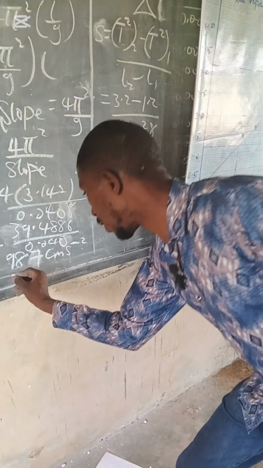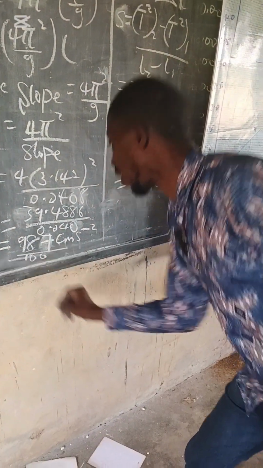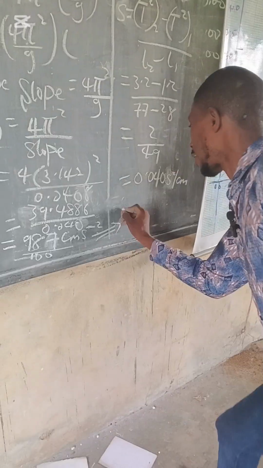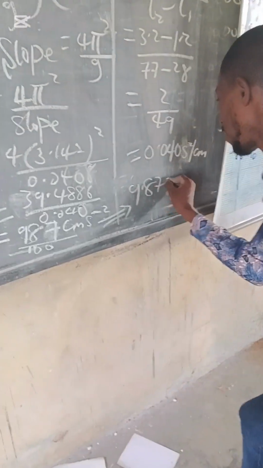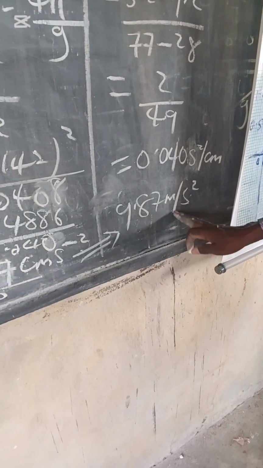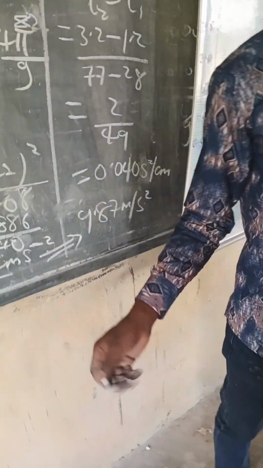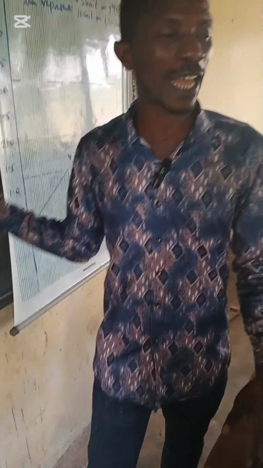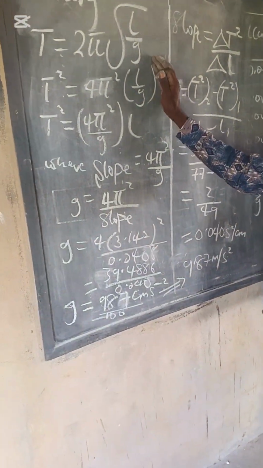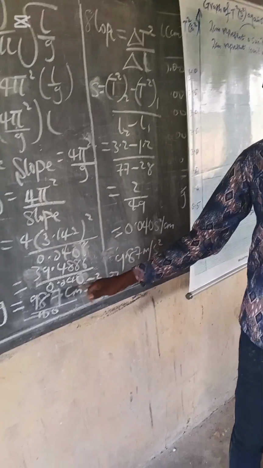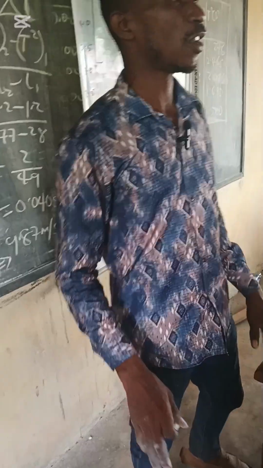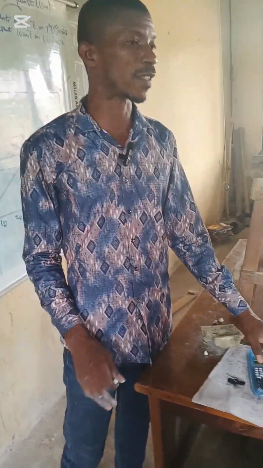So when we divide this value by 100, we are going to have a result like 9.87 meters per second square, which verifies the theory. So our experimental value has also verified the theoretical value, meaning that our result is correct. So we have determined 9.8 as our acceleration due to gravity, which is also in line with the theory.